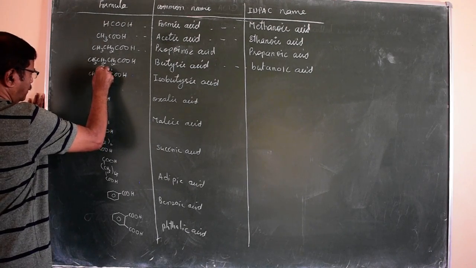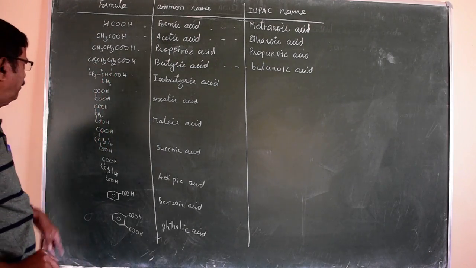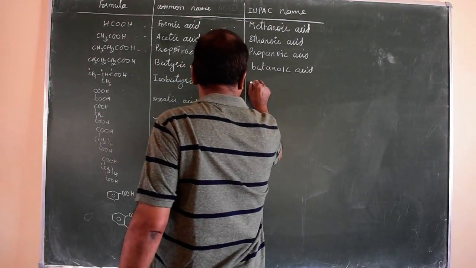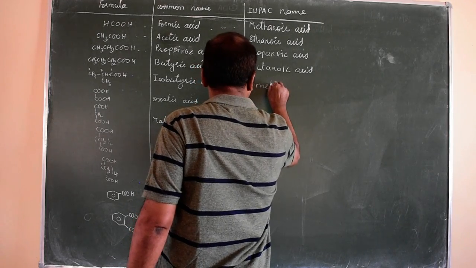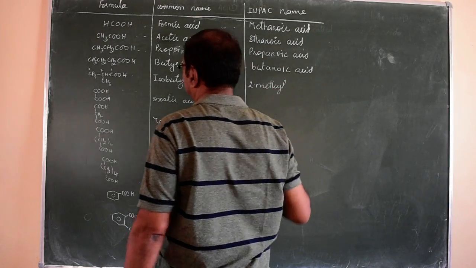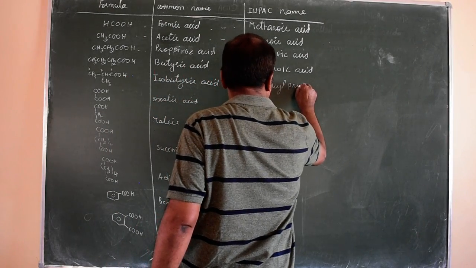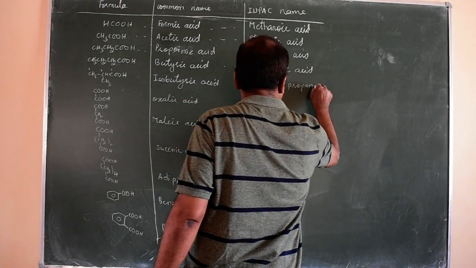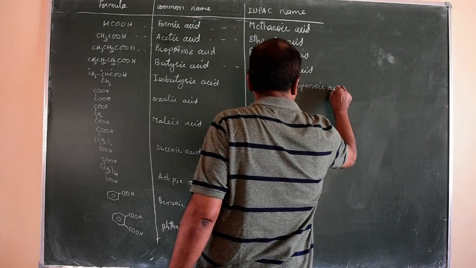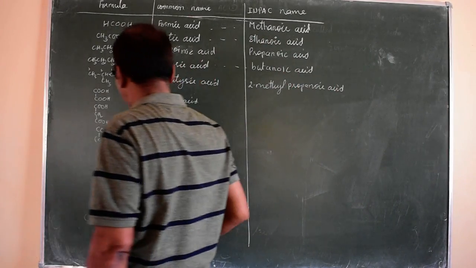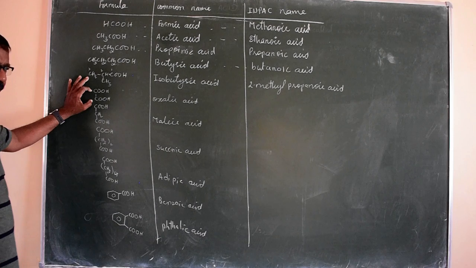Number of carbon atoms is 4, but we have a CH3 group on the side chain. It's 1, 2, 3. The name of this compound is 2-methyl propanoic acid.